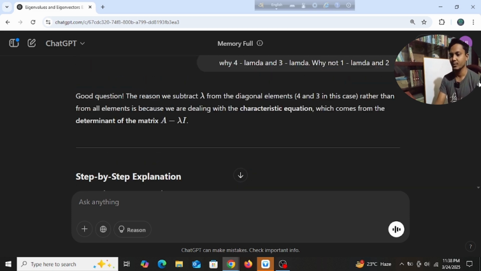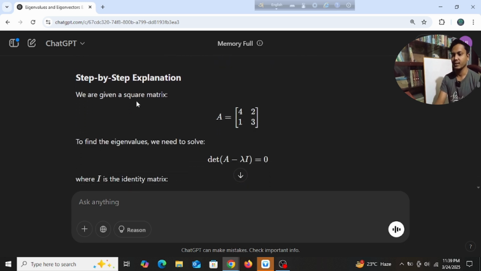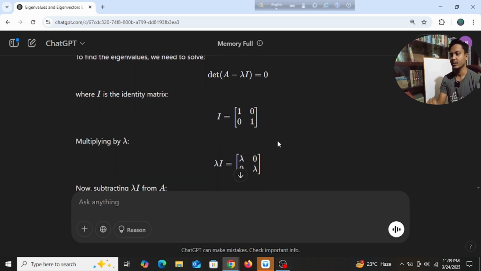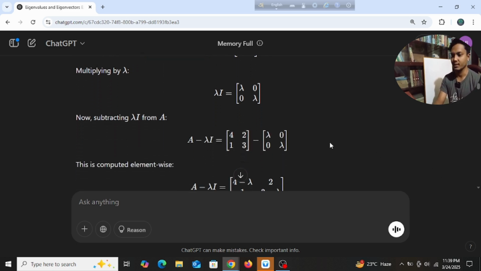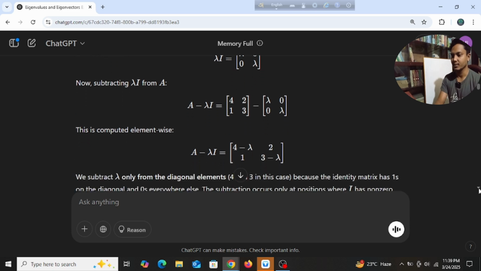So ChatGPT said, a good question. The reason we subtract lambda from the diagonal elements 4 and 3 in this case, rather than from all elements, is because we are dealing with the characteristic equation which comes from the determinant of matrix A minus lambda I. So, step by step explanation: we are given a square matrix, this one, and to find the eigenvalues we need to solve this, right? I is the identity matrix, I equals [1, 0; 0, 1], so lambda I equals this. Now subtract lambda I from A, that means this one, guys, [4, 2; 1, 3] minus [lambda, 0; 0, lambda].